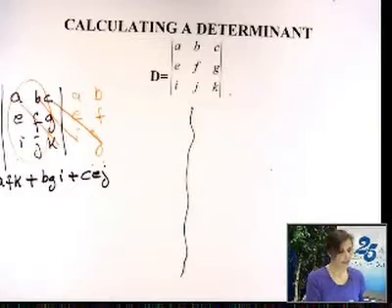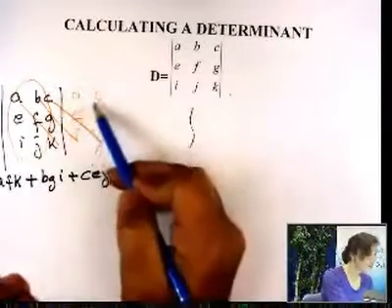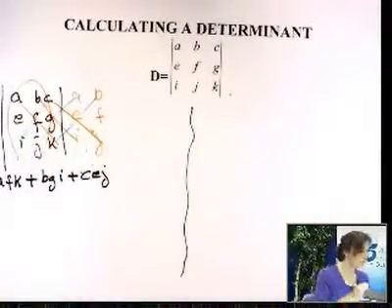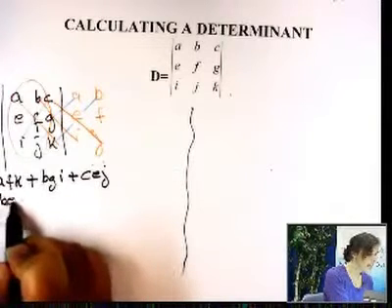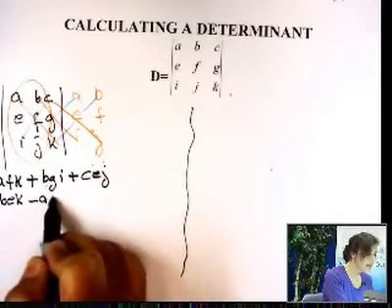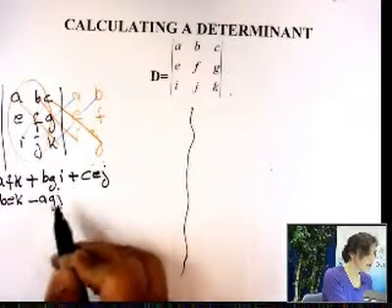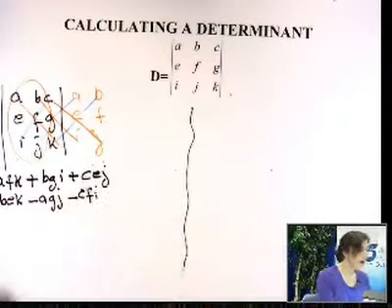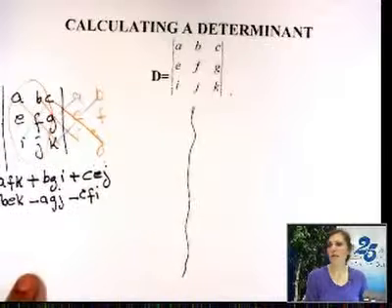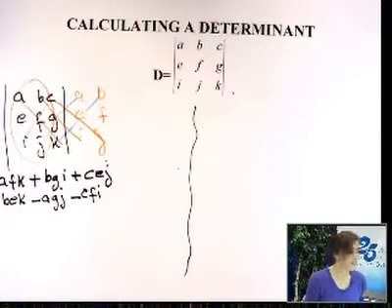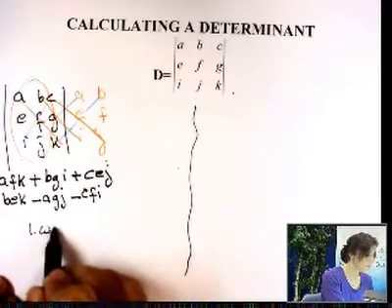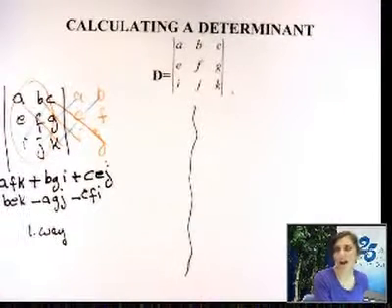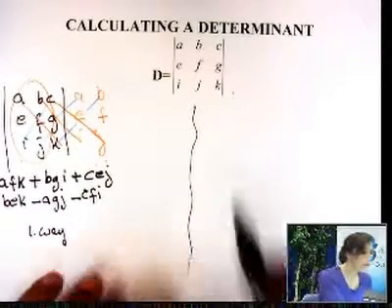Does it make sense? Then I'm going to subtract these diagonals: minus BEK, minus AGJ, minus CFI. And that's going to give you a number, which is your determinant. That's one way. The second way is to expand the determinant with respect to a column or a row. It can be a column or row.